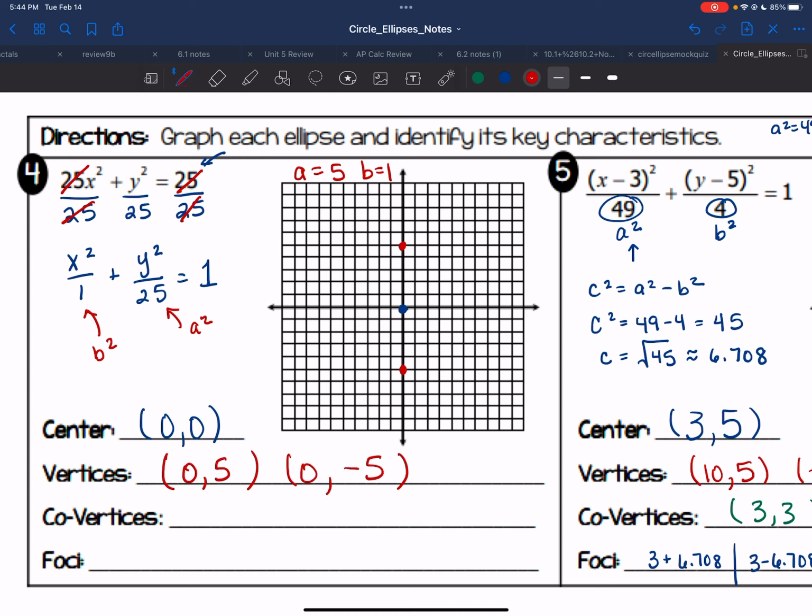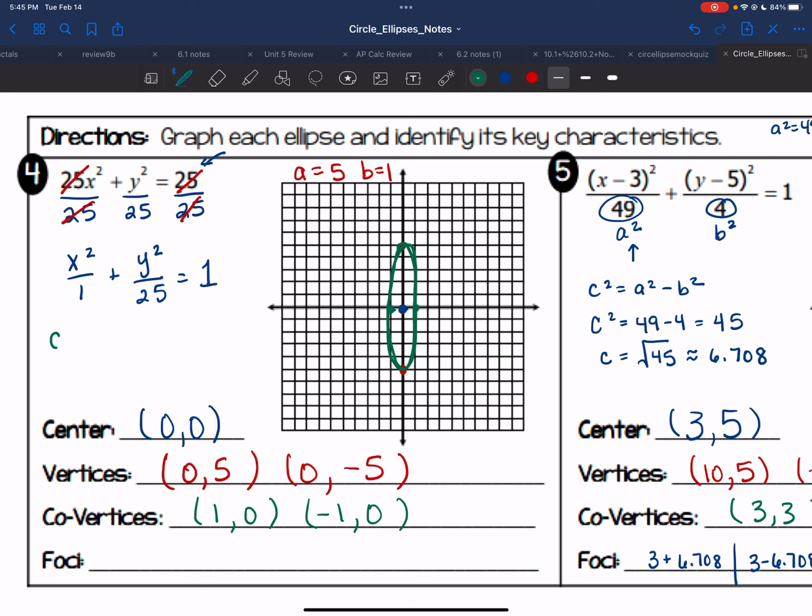And then I'm going to use b to figure out my sides. And because I have 1, I'm just going 1 away from my center. So those are going to be 1, 0, and negative 1, 0. And now I can go ahead and draw my ellipse. So it's going to be a skinny one that's vertical. Now the last part I've got to do is go ahead and find my foci.